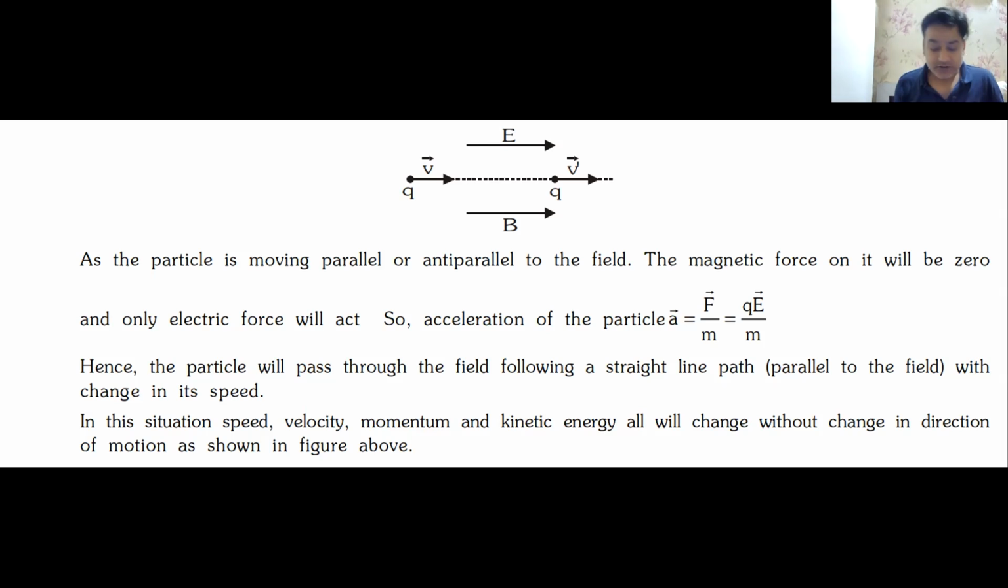Okay. Now we can have a case where E and B are parallel and the particle has a velocity which is perpendicular to both E and B. Then what will happen? Do you understand the scenario?